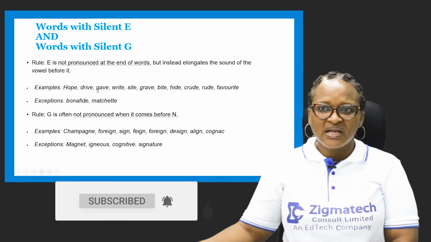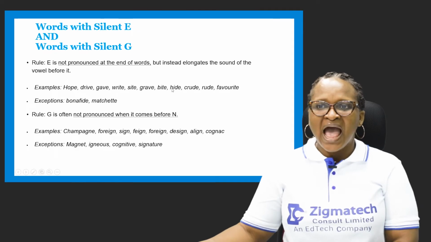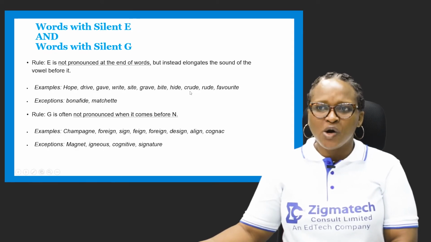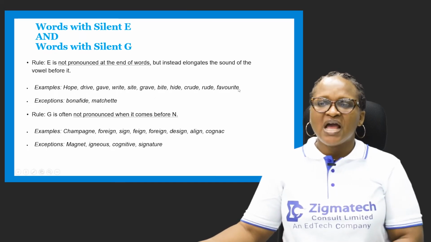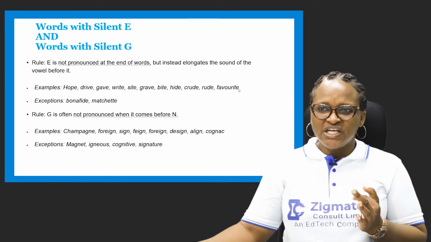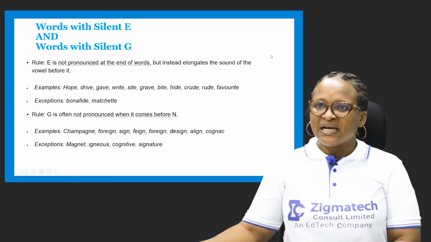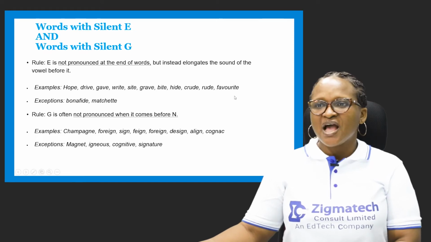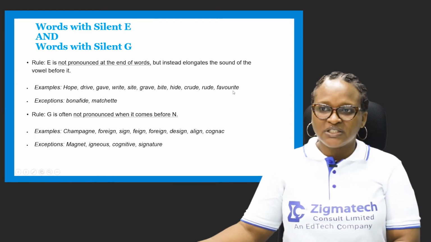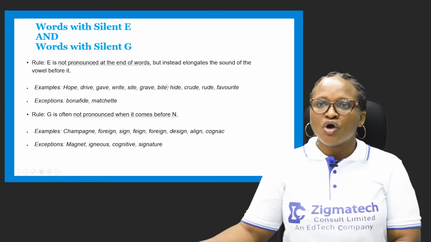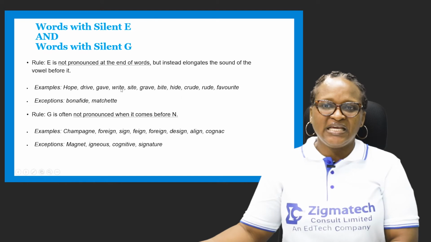Same with drive, gave, write, sight, grave, bite, hide. Crude has a long vowel sound, and as such, the E is not pronounced. Likewise, rude. And now favorite, not favorite with an E sound. I'm your favorite student. I'm your favorite teacher. I'm your favorite son or daughter. So these are examples of words that end with E where you don't hear the E being pronounced.